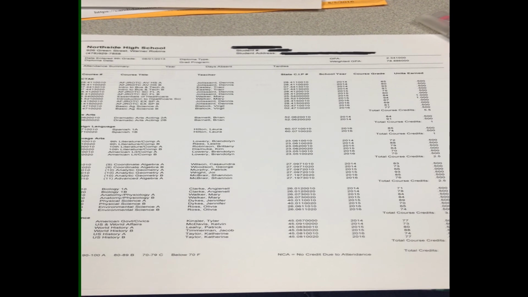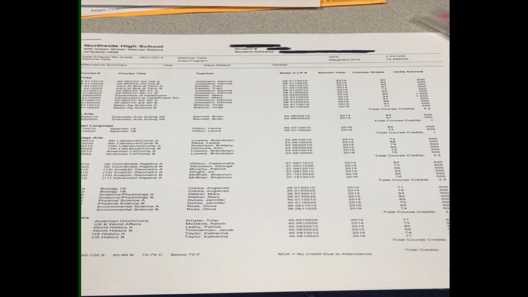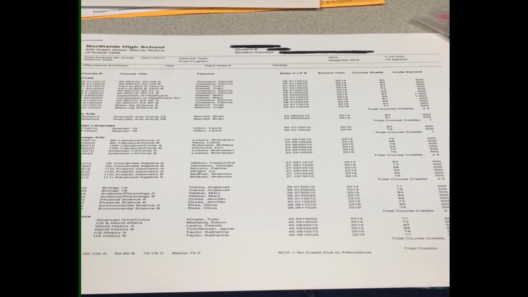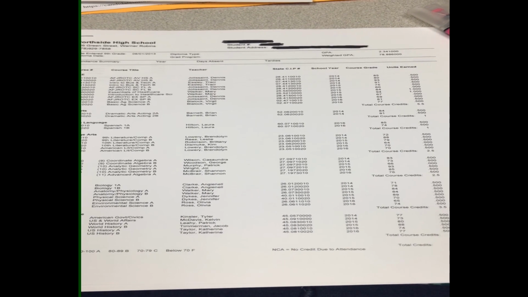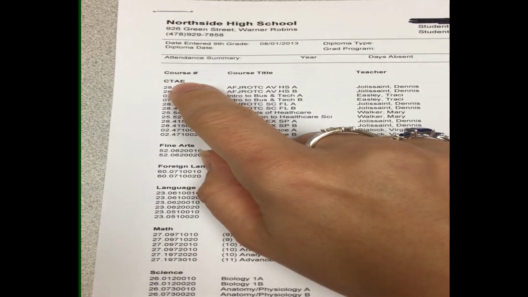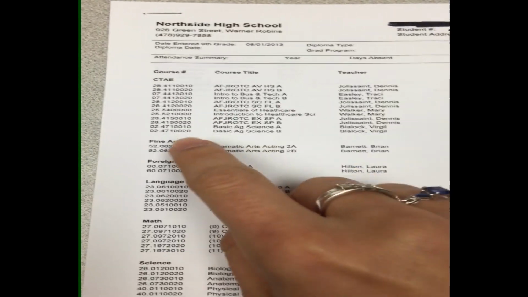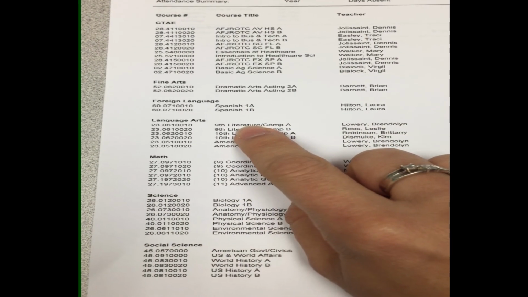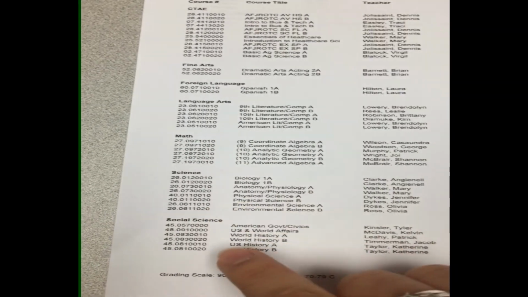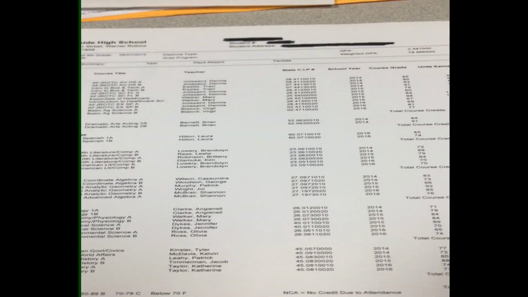First, look at your transcript. We call this the Advisement Transcript. It is different than the official transcript that can be sent to colleges and scholarships. All the courses are grouped by subject area. As you can see, this transcript has a CTAE category, a Fine Arts category, a Foreign Language category, a Language Arts category, Math, Science, Social Science, which is Social Studies, and then the test scores are on the back.